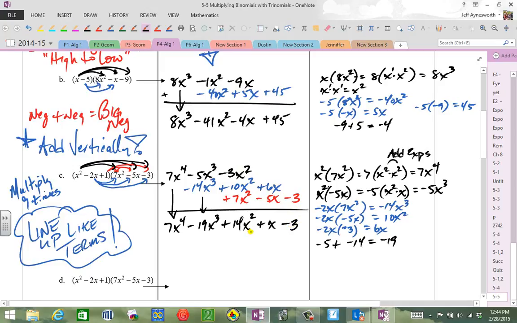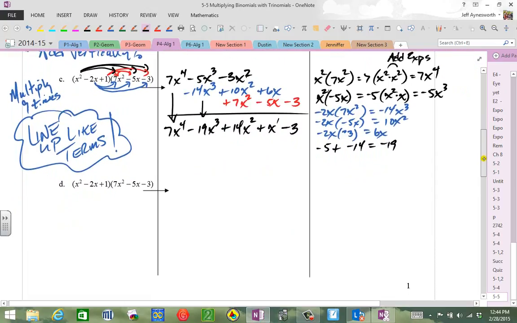And again, add vertically. Line up like terms and add vertically, and this stuff's easy. 4th degree, 3rd degree, 2nd degree, 1st degree, and then constant, which is your 0 degree term. All right, descending order, as I keep on saying throughout the video. Okay? And that's all there is to it. So let's continue here.